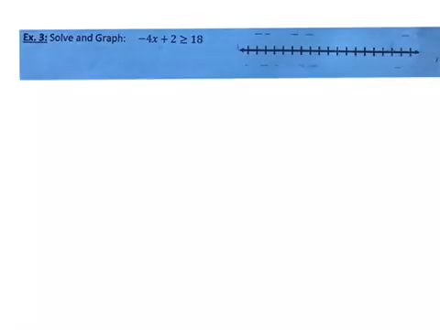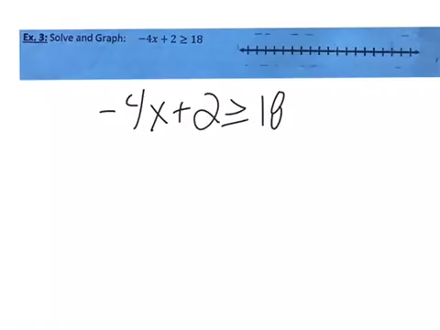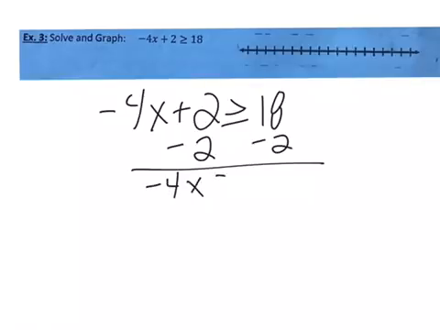This is the last problem that we're going to do together. So we have negative 4x plus 2 is greater than or equal to 18. The first thing I'm going to do to isolate my variable x is to get rid of my constant. So I'm going to subtract 2 on both sides. Then I get negative 4x is greater than or equal to 16.